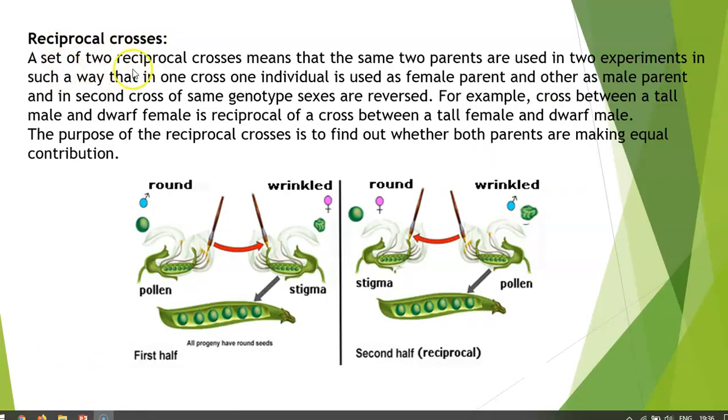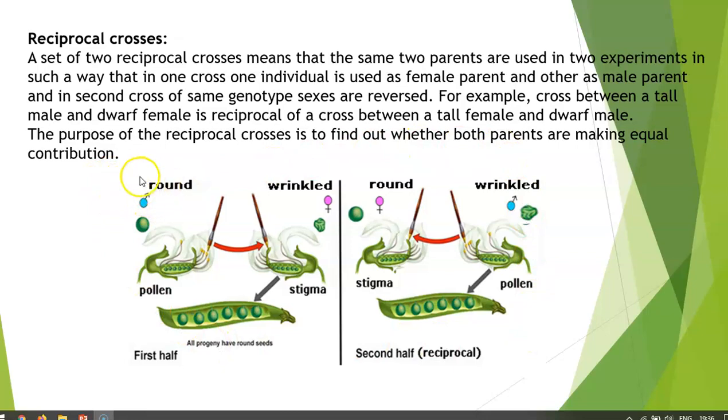Reciprocal crosses. A set of two reciprocal crosses means that the same two parents are used in two experiments in such a way that in one cross, one individual is used as female parent and the other as male parent, and in the second cross of the same genotype, sexes are reversed. For example, a cross between a tall male and a dwarf female is reciprocal of a cross between a tall female and a dwarf male. Now, the purpose of a reciprocal cross is to find out whether both parents are making equal contribution. Look at this figure here.